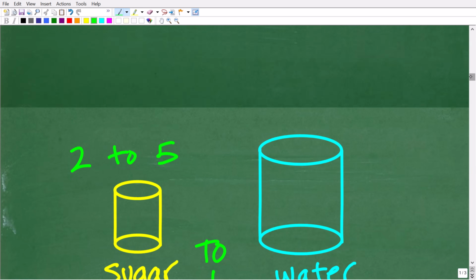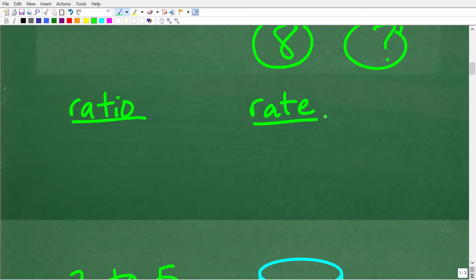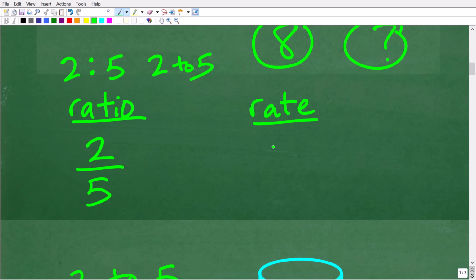Now, let me go back up here and define real quick the difference between a ratio and something else that we use in math called a rate. This is really important. So a ratio would be, for example, 2 to 5, right? Now I can express this ratio as 2 to 5, or I can use the word "to" again. Now, a rate would be something like 60 miles per hour.